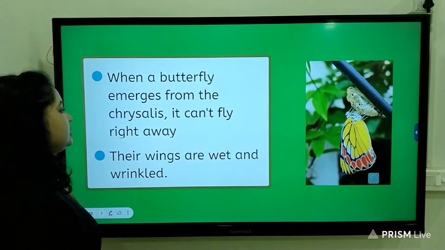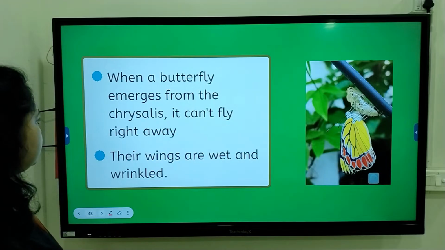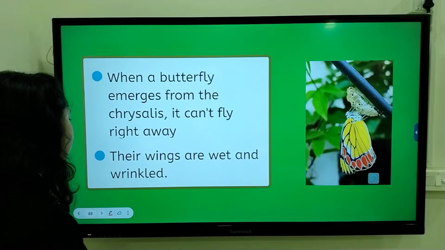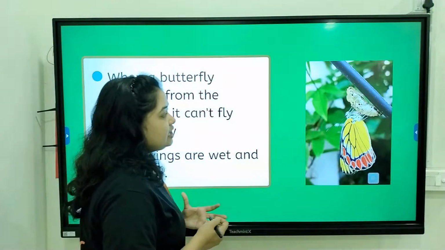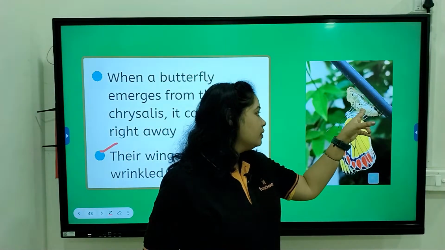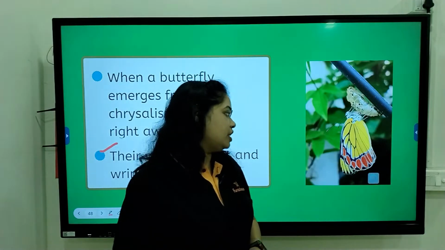And the last stage is the stage of the butterfly. When a butterfly emerges from the chrysalis, it can't fly right away. Why? Because its wings are wet and wrinkled from being inside the chrysalis. You can see here, it has just come out of the chrysalis structure.